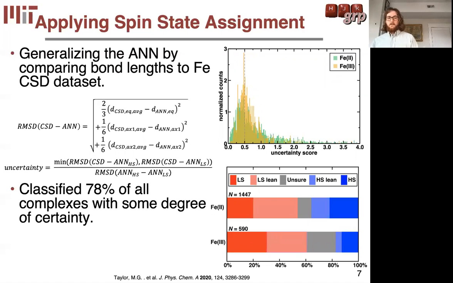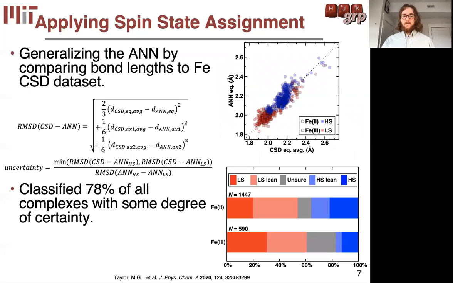If we put this to numbers, we see that we classify about 78% of all of these complexes with some degree of certainty. We see that especially for the complexes for which we have a high degree of certainty, we're actually able to get pretty good prediction of the actual bond lengths, which is surprising considering the ANN is trained on DFT and we're now comparing to experimental bond lengths. And we see that there is actually an overlap between the distributions of the low spin bond lengths and the high spin bond lengths, and these are complexes for which we're saying we have a high degree of certainty.